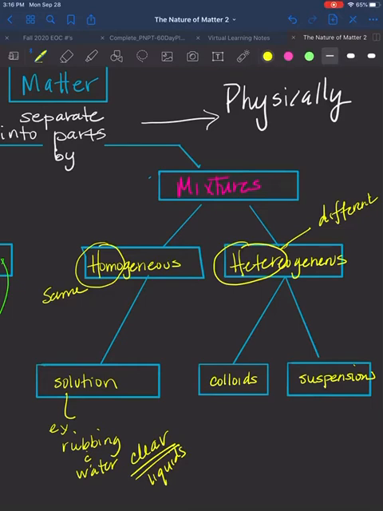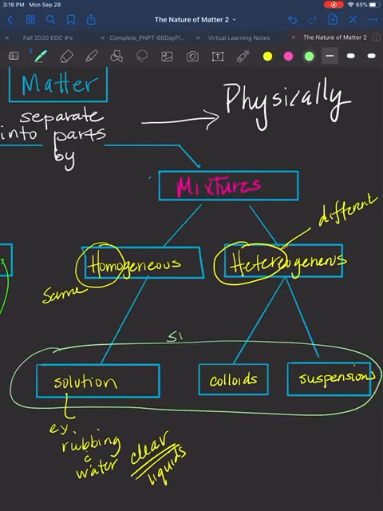Well, it turns out that the difference between all of these three, solution, colloid, and suspension, is in the size of particles that are in the mixture. In solutions, the particles that are dispersed in the medium are so small that you don't really necessarily see them easily, but they stay uniformly mixed. In colloids and suspensions, the particle sizes are bigger. So we're going from solution particles are smaller than colloids, and colloid particles are smaller than suspensions.